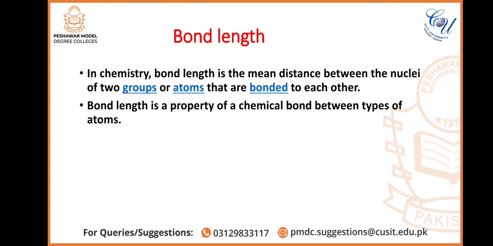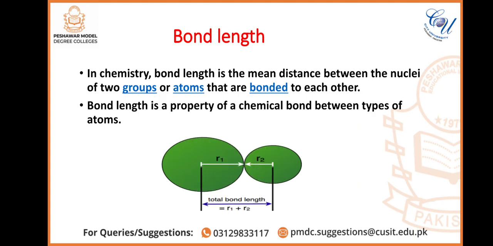The second important characteristic of bond is bond length. What is bond length? How do we measure it? Bond length can be simply defined as the average or mean distance between nuclei of two bonded atoms. For example, in this diagram, R1 is the radius of the big atom and R2 is the radius of the smaller one. So the bond length is the average distance between the two nuclei.